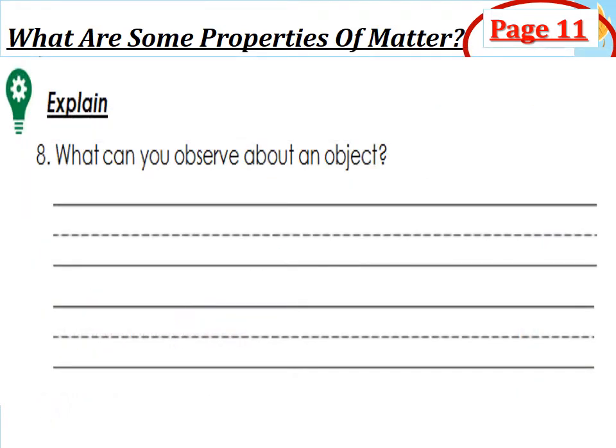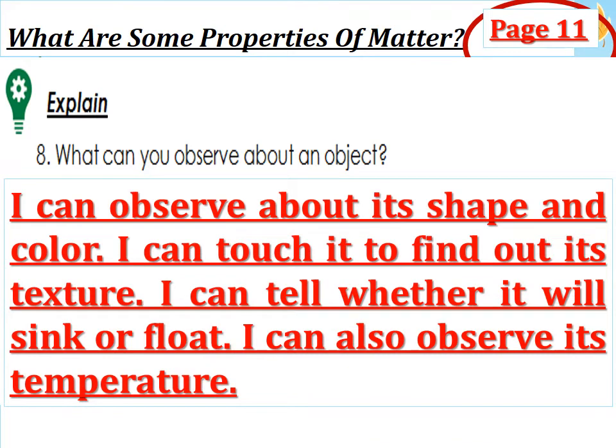In this part, students, we have to explain. The question is, what can you observe about an object? Take your time. You can tell about the properties that you can observe on a thing. Alright, our sample answer could be, I can observe about its shape and color. I can touch it to find out its texture. I can tell whether it will sink or float. I can also observe its temperature.